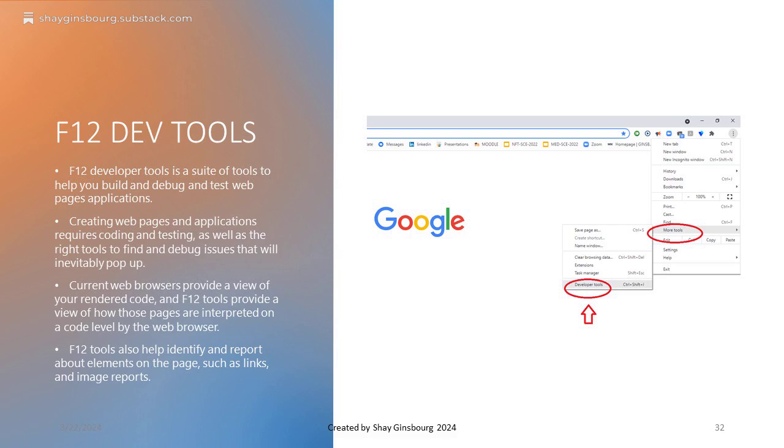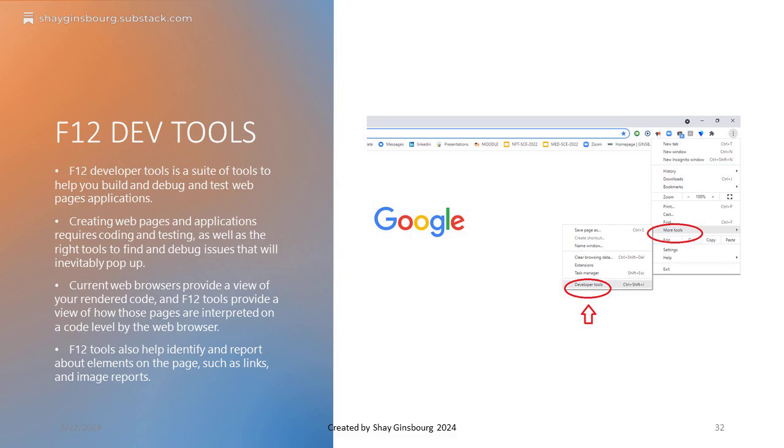1. Code inspection. F12 tools allow real-time inspection of rendered HTML, CSS, and JavaScript. Modify code on the fly to diagnose issues effectively. 2. Performance analysis. Detailed insights into page performance, load times, bottlenecks, and optimization opportunities. 3. Network monitoring. View all network requests, API calls, and assets made by a web page.